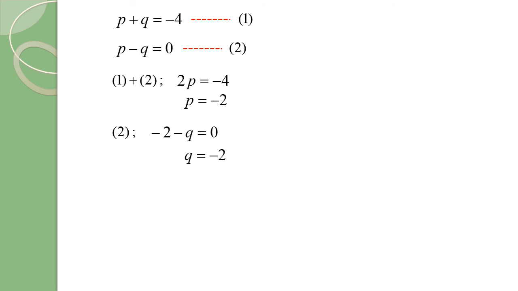So both p and q are negative 2, which means that in the polynomial P(x) we can just replace the p and q. But the question asks you to find p and q, so you don't have to do anything, just leave your answer like this. Okay, so that's all for the remainder theorem.